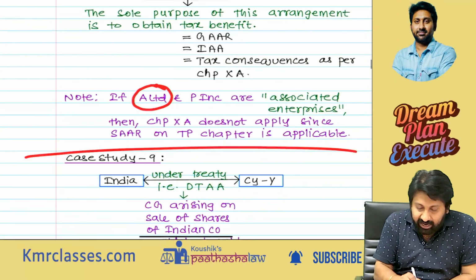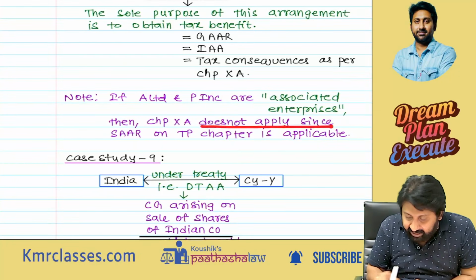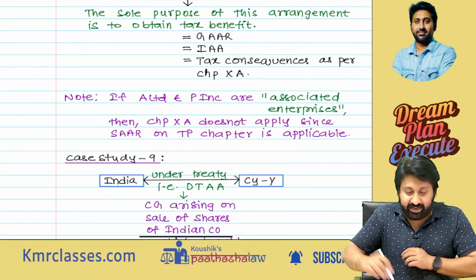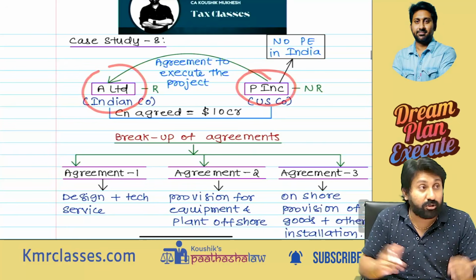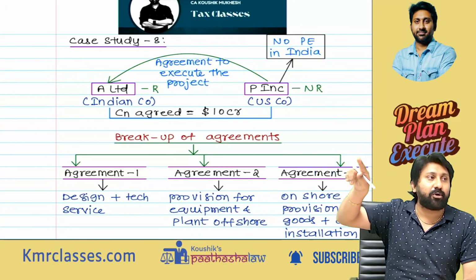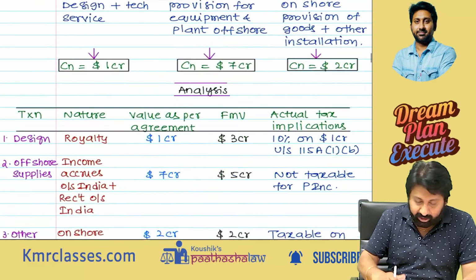Note, if A Limited and P Incorporated are associated enterprises, then Chapter 10A does not apply, since SAAR in the transfer pricing chapter is applicable. Means, if these two entities are associated enterprises under the transfer pricing chapter, that chapter only will get applied because that will become SAAR now. Then GAAR is not required.